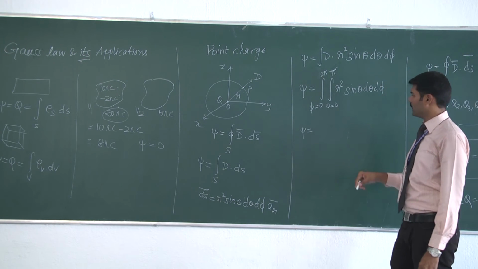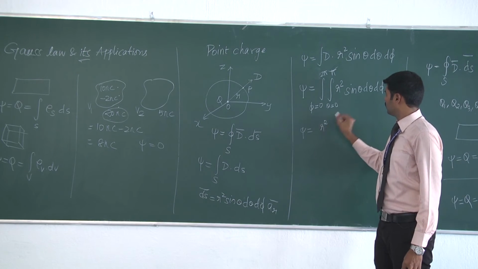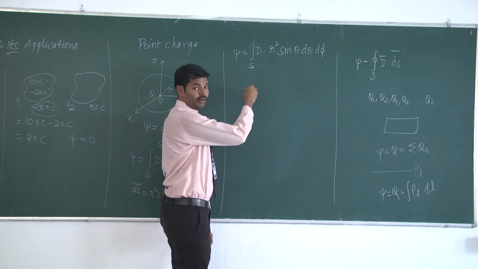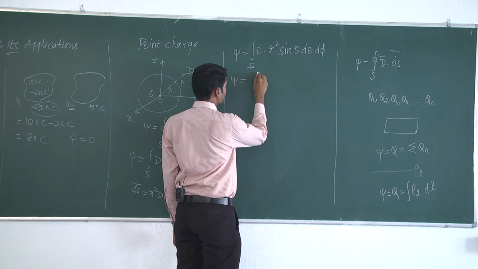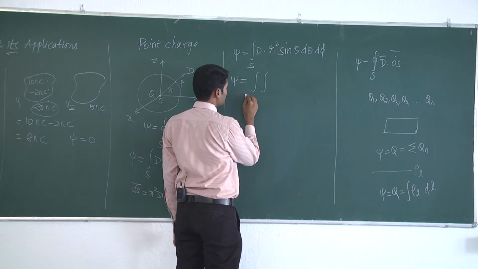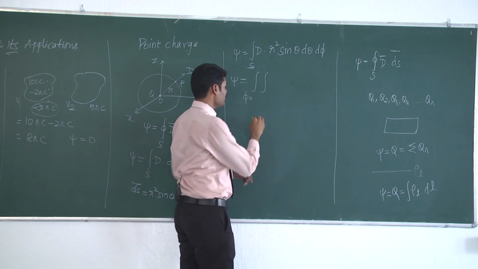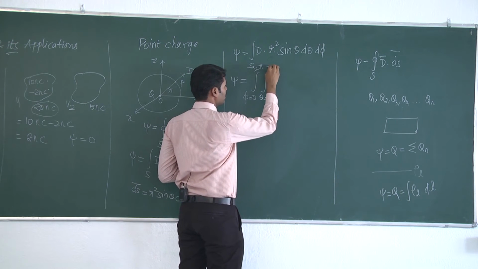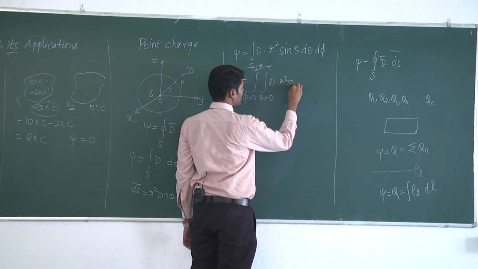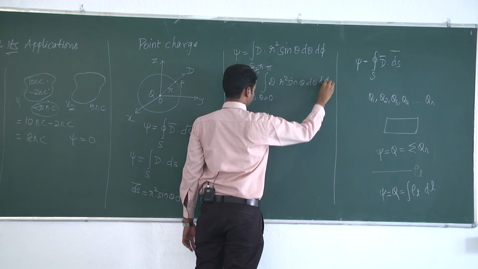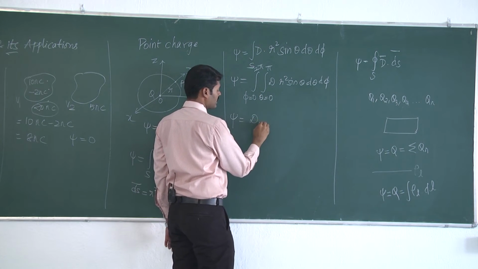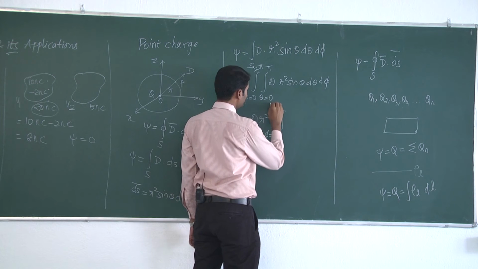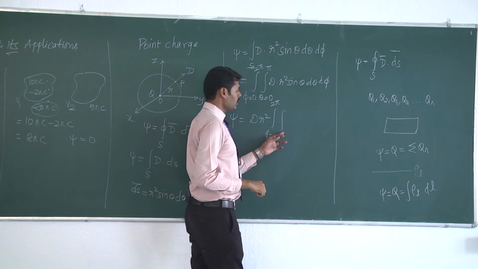So integrating, we will get, now we have to integrate this surface integral. Psi will be equal to, since it is a surface integral, a double integral. One integral exists for phi, which varies from 0 to 2 pi, and another integral is for theta, which exists from 0 to pi, of D r square sin theta d theta d phi. Here D and r square are constant, so we are taking them outside. So D r square times the double integral.